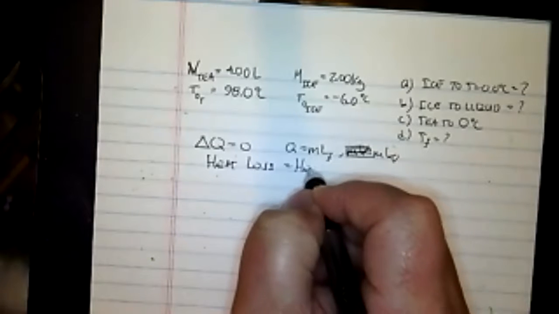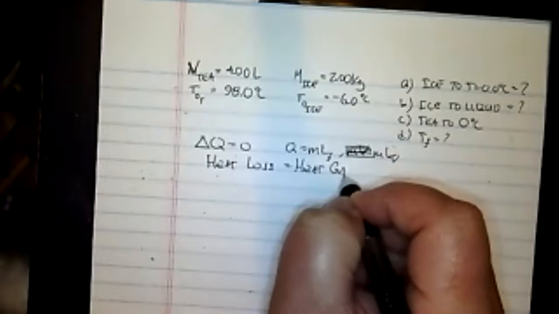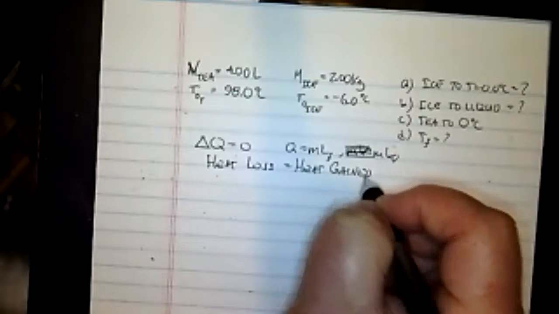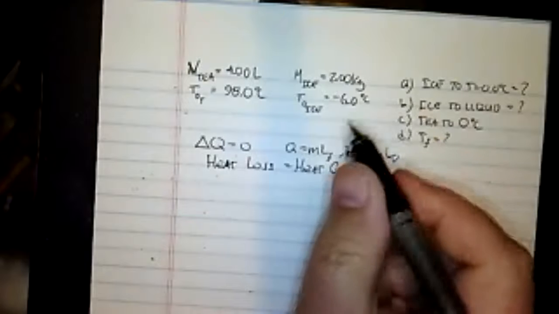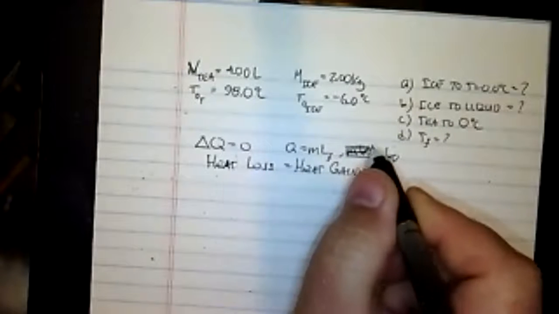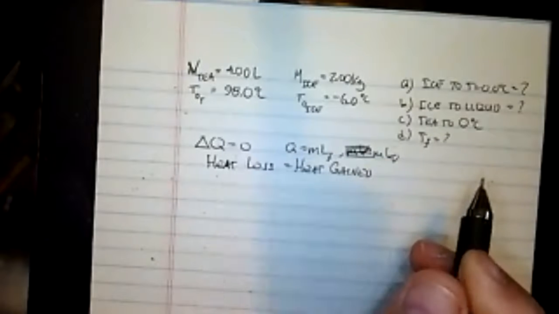equals heat gained. And then by doing that, I just make sure all the heat exchanges are in fact positive quantities. So instead of using delta T equals T final minus T initial, I'll use delta T equals the bigger T minus the smaller T. That way I always get a positive.